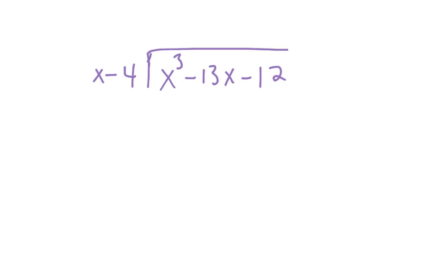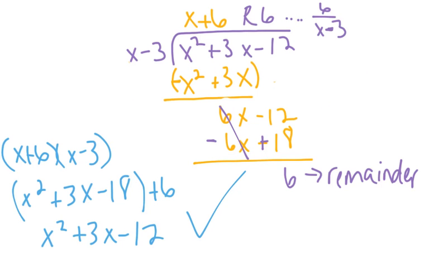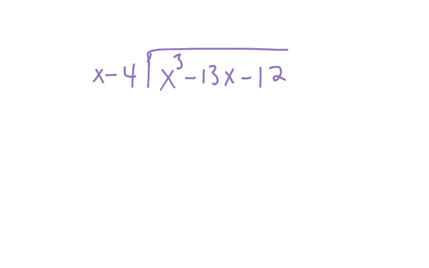Alright, one more example, guys. Looks like I have a cubic function here, whereas the last two were quadratic. But that's okay. We're still doing the same process. So ask yourself, how do I get from x to x cubed? Well, I have to multiply it by x squared. And then I take that term and multiply it to both parts of our divisor. x squared times x is x cubed. x squared times a negative 4 is a negative 4x squared.